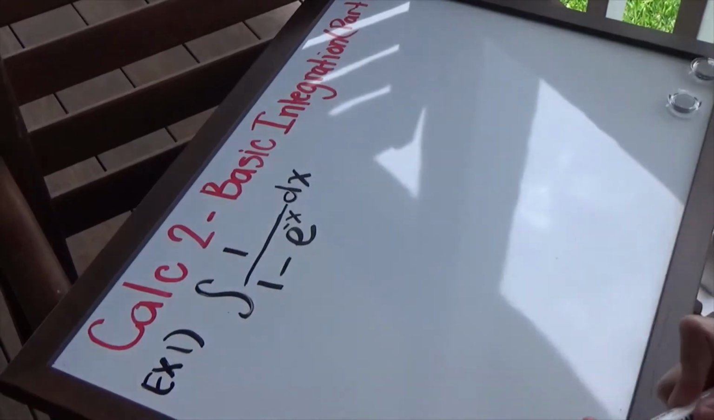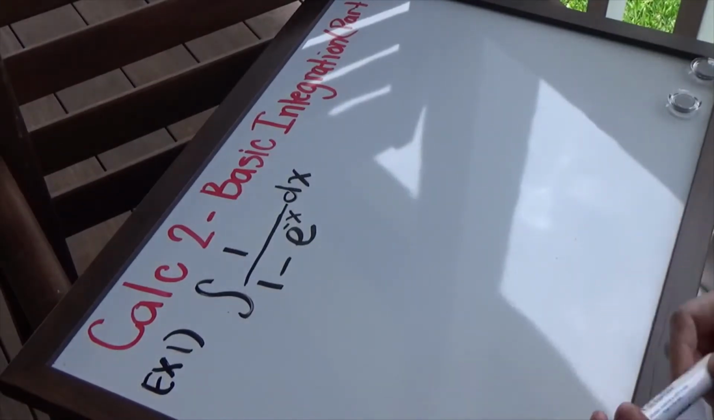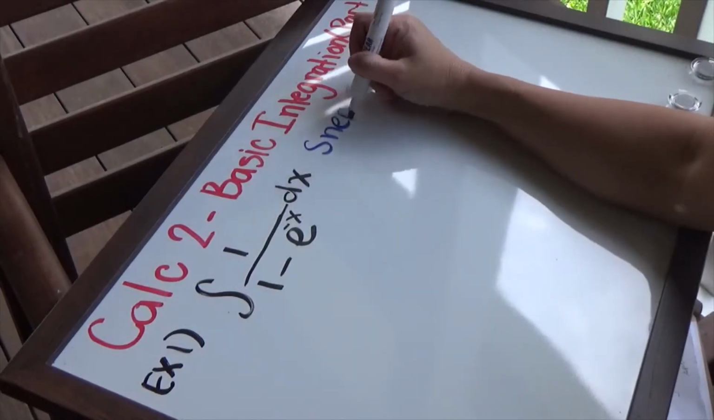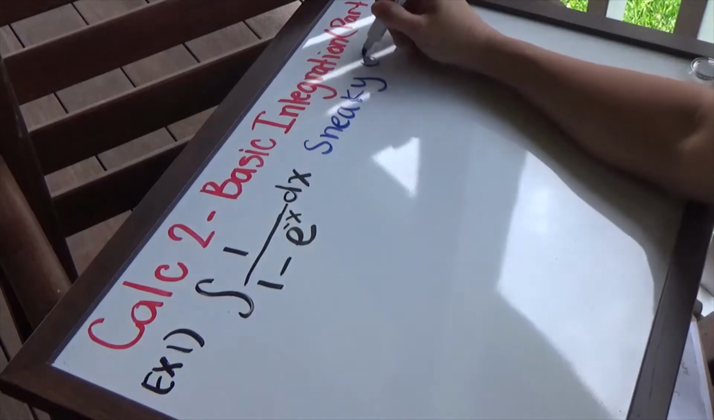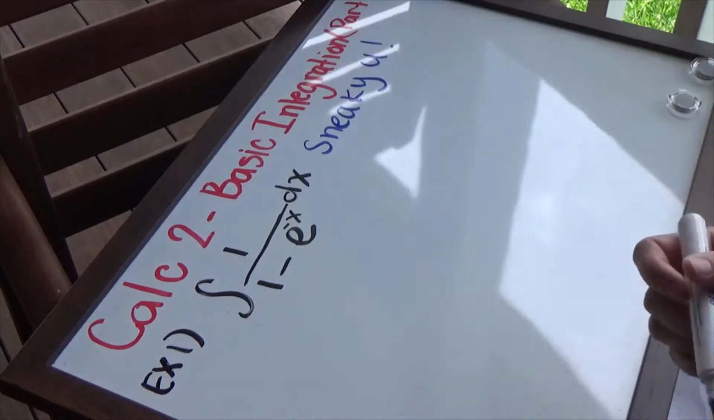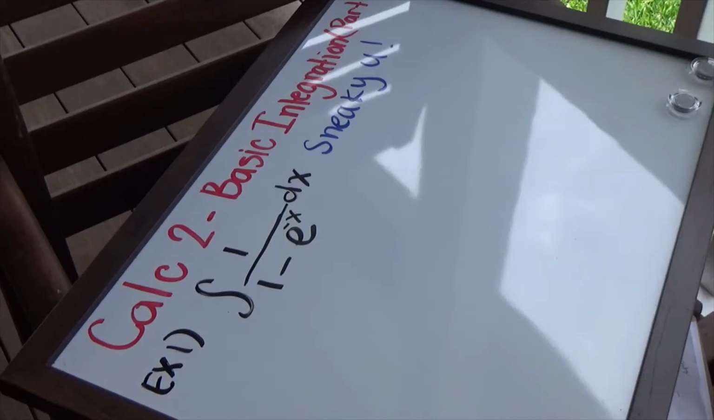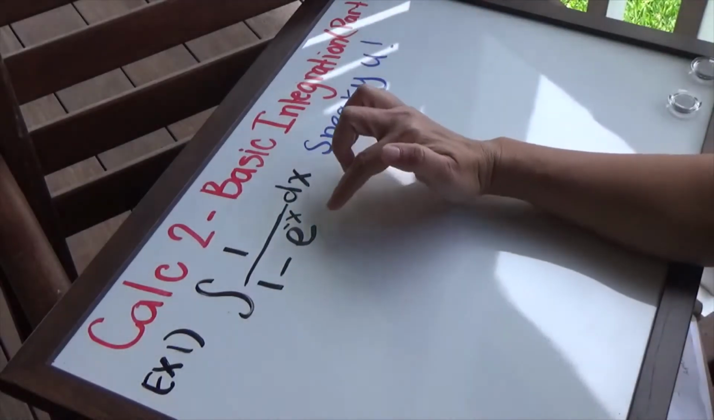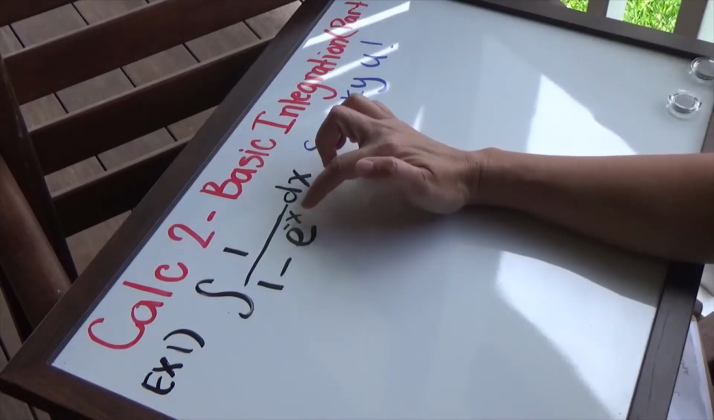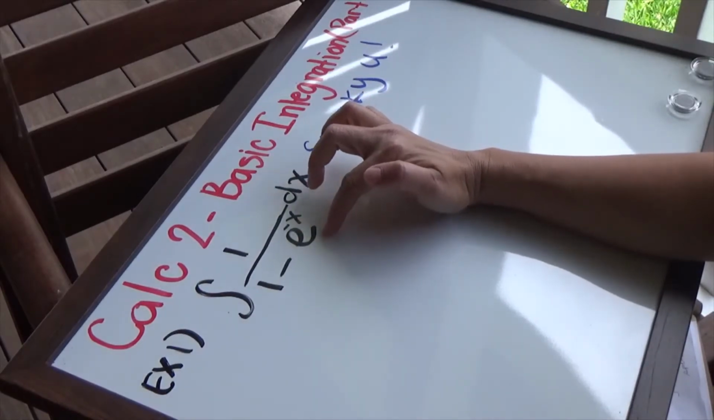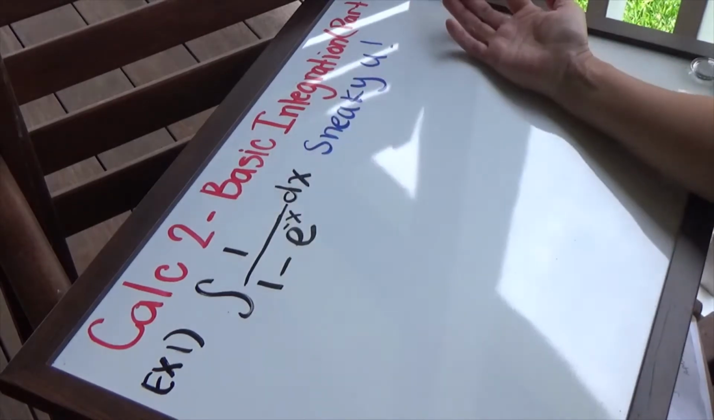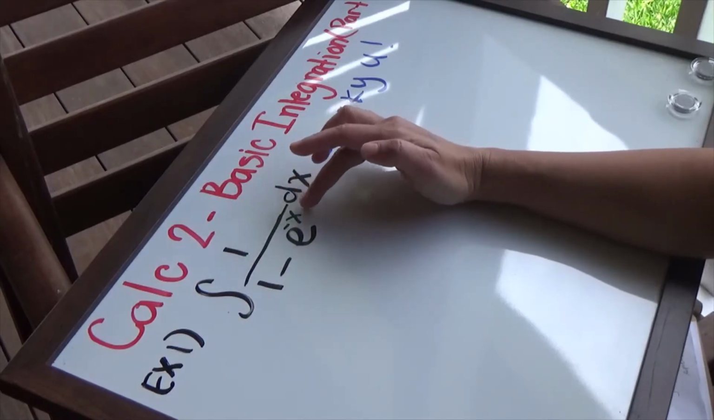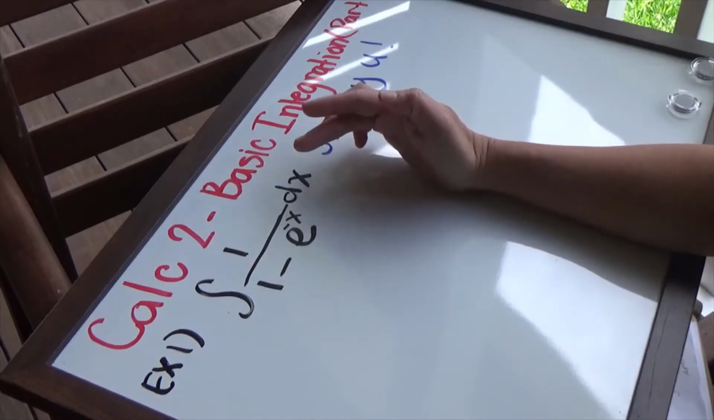And in your handout, this one is labeled as sneaky u, and it's a sneaky u substitution. What does that mean? If you look at it right here, we have e to the negative x down on the denominator. It seems like it's calling for a u substitution, but we know that the derivative of e to some power, e to the x, is e to the x.